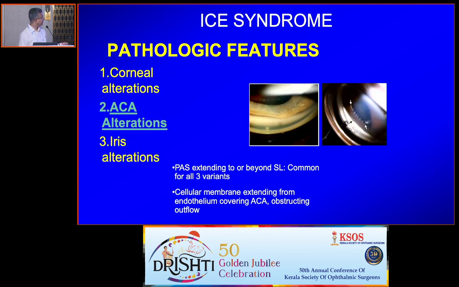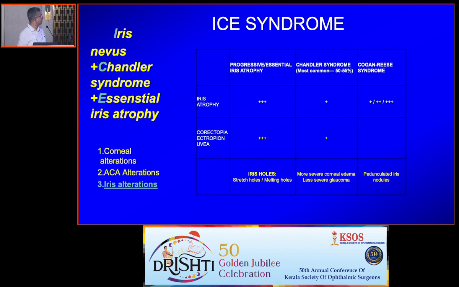So your angle alterations are typical. You see these high PAS, and sometimes they're so high that you can actually see the ciliary body very clearly. This is basically because there's a cellular membrane extending over the endothelium, which is pulling the iris anteriorly and closing the angle. So this is iris nevus, Chandler syndrome and essential iris atrophy, the three components of it.